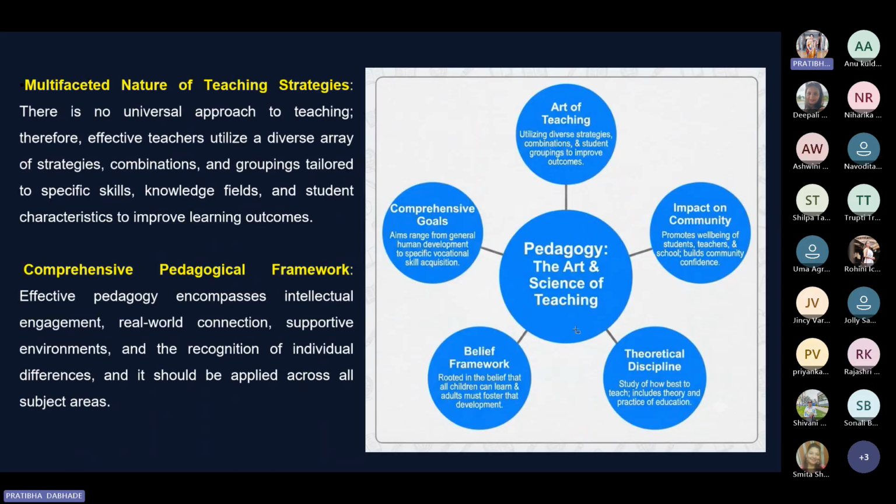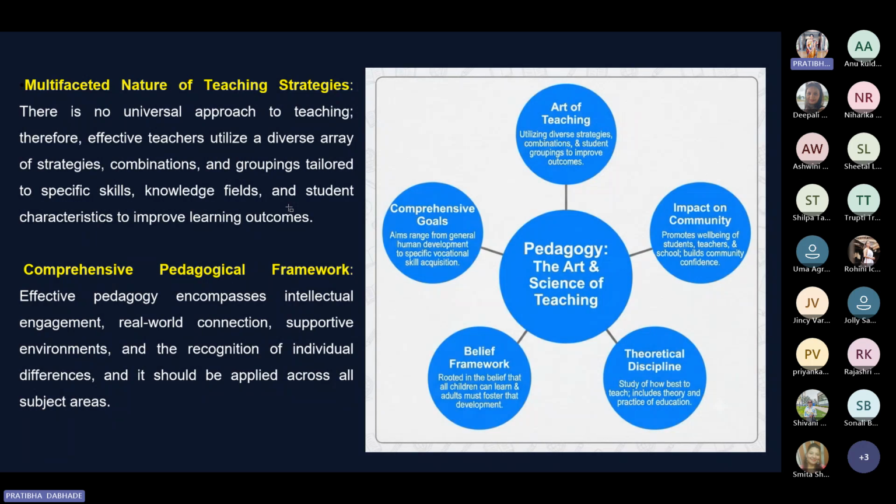Now, very quickly, the same thing was there. So these are only the points. The question will be, explain the concept of pedagogy, or what is the nature of pedagogy, right? So for that, you should write all these points. Okay. So this pedagogy has a multifaceted nature of teaching strategies. So there is no universal approach, right? So here, as per the need of the student, we can see a diverse array of strategies, combinations, and groupings tailored to specific skills, knowledge fields, and student characteristics to improve learning outcomes.